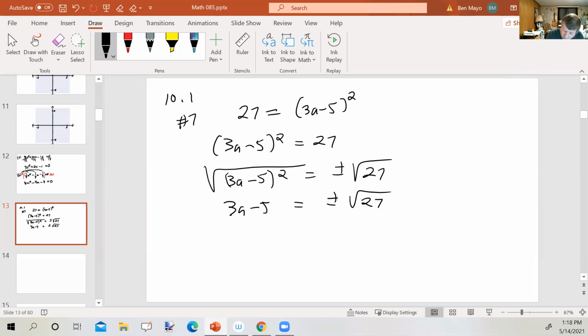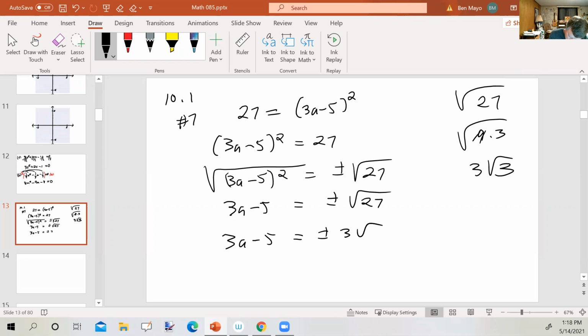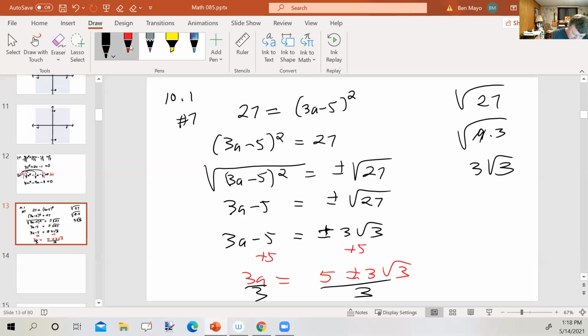I can simplify the square root of 27. That's the square root of 9 times 3, which is 3 square roots of 3. So now I've got 3a minus 5 equals plus or minus 3 square roots of 3. Okay, so now I need to go on and isolate a. So I'm going to add 5 to both sides, which is going to give me 3a equals 5 plus or minus 3 square roots of 3. And then I'm going to divide both sides by 3. So I'm going to have a equals 5 plus or minus 3 square roots of 3 all over 3.